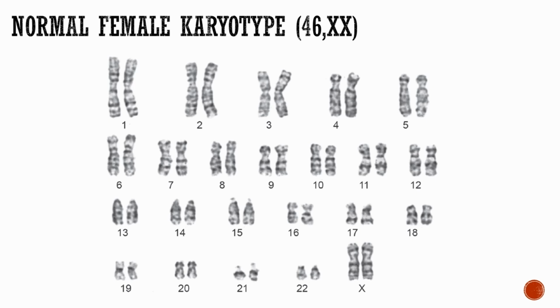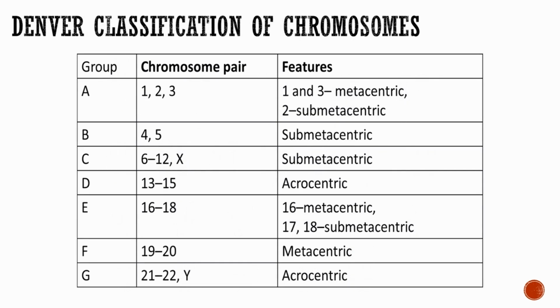In the Denver classification of chromosomes, we have A, B, C, D, E, F, and G groups, and the chromosome pairs are arranged in the following orders. They are also arranged in the order of the centromeres present, on which they are classified as metacentric, submetacentric, and acrocentric chromosomes.